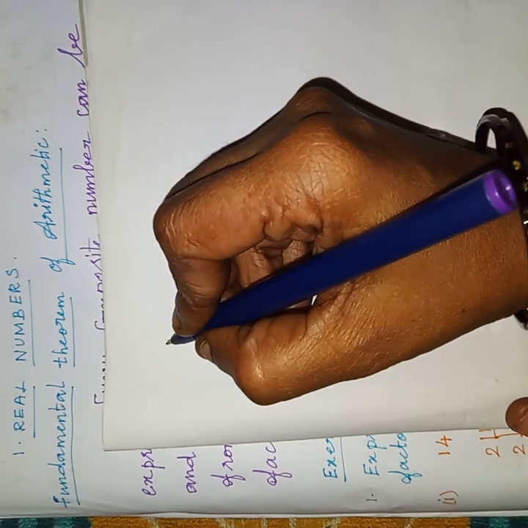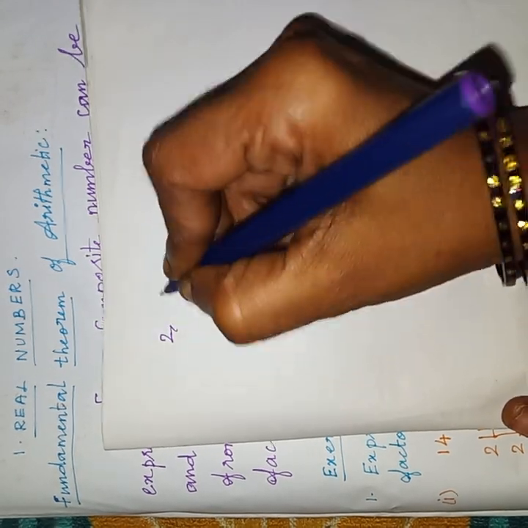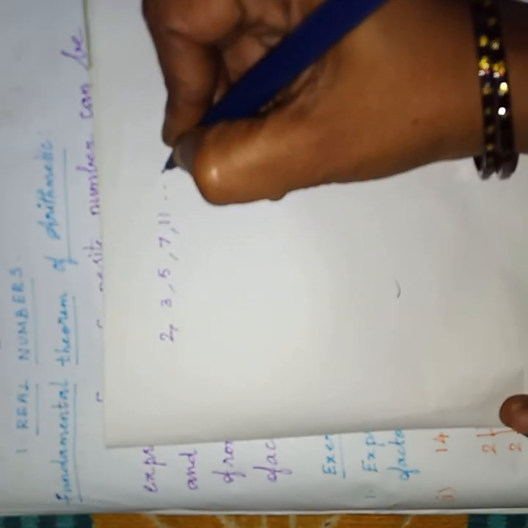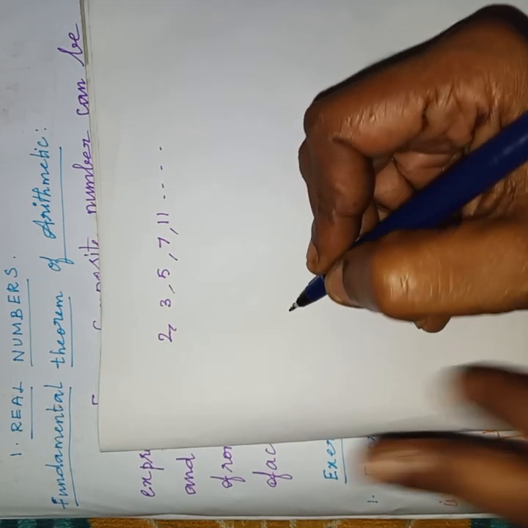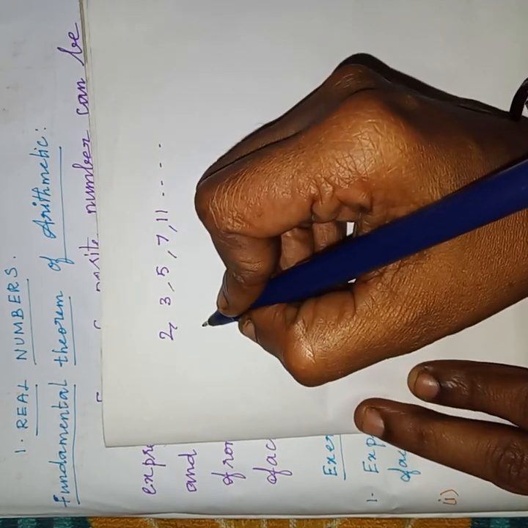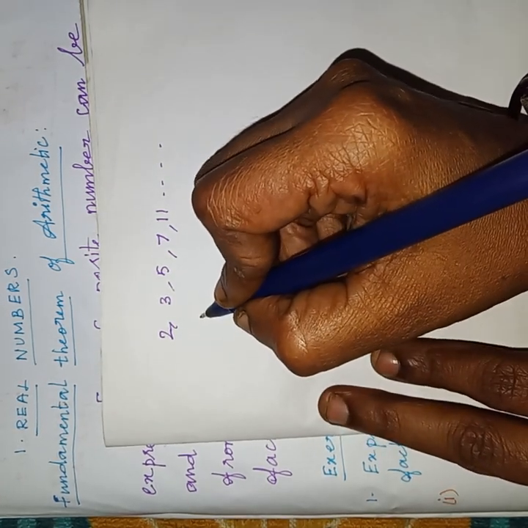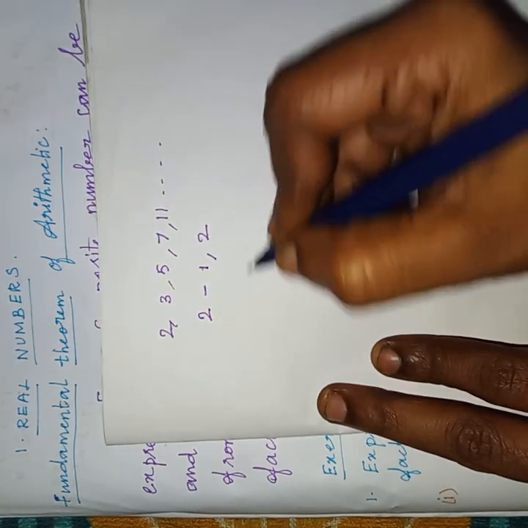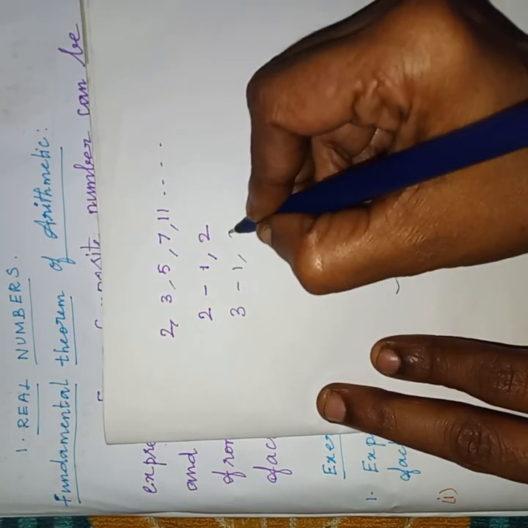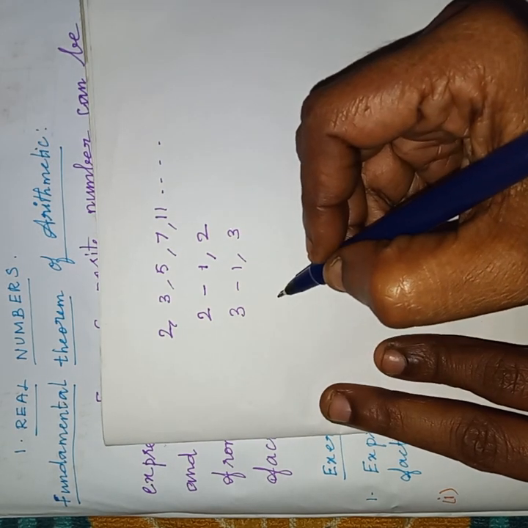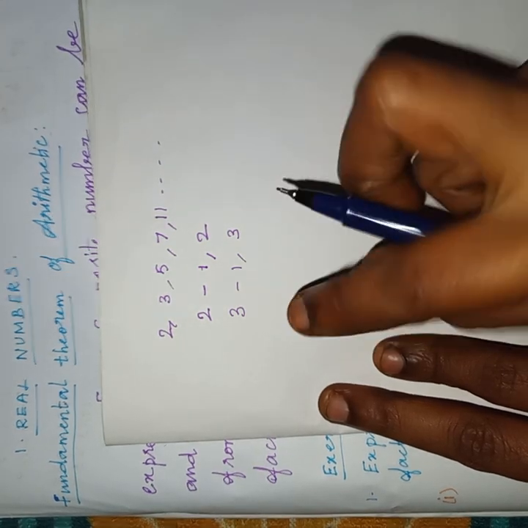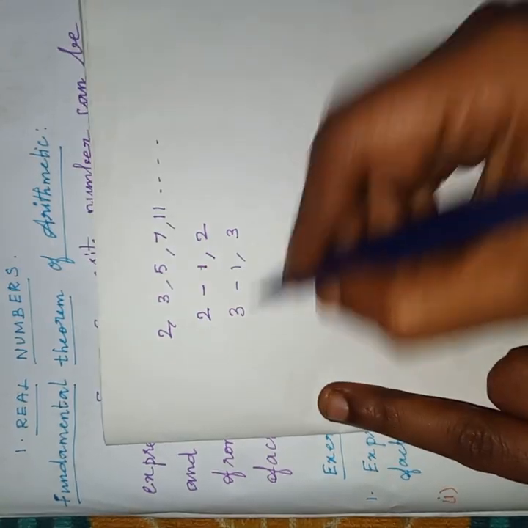Prime numbers, we already studied, are 2, 3, 5, 7, 11, etc. It goes on. So, what do you mean by a prime number? A prime number has only two factors, that is, 2 has only factors 1 and 2 itself. 3 has 1 and 3 itself. That is the prime number, which has exactly two factors, that is 1 and the number itself. That is called a prime number.